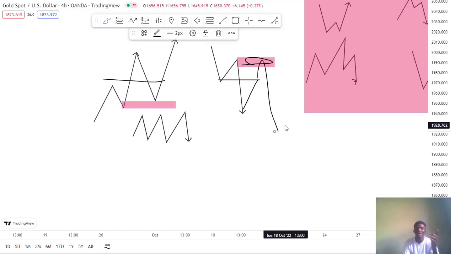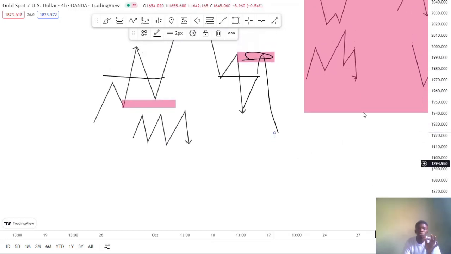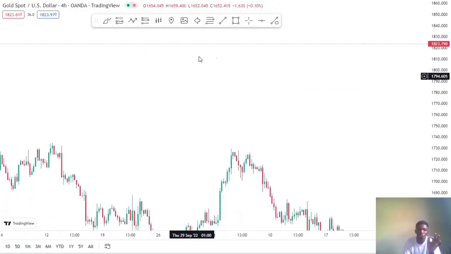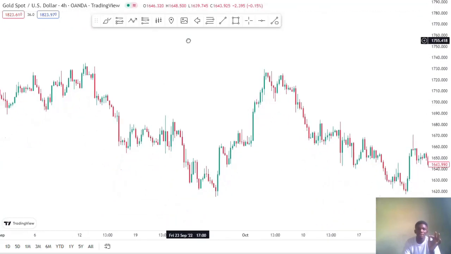Okay, so at the end of this video, I'm going to give you one actionable thing to do. Let's go into the chart and let me show you how it is actually done, how I map structure on higher time frame. All right, now here we are on the 4 hourly time frame.